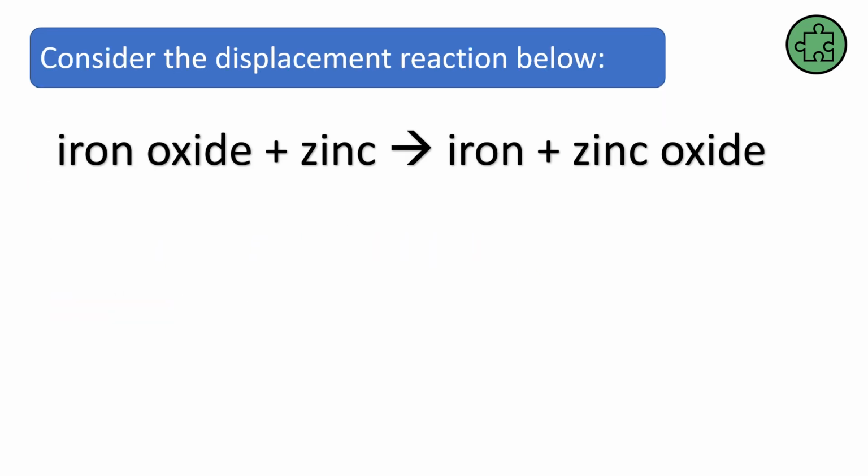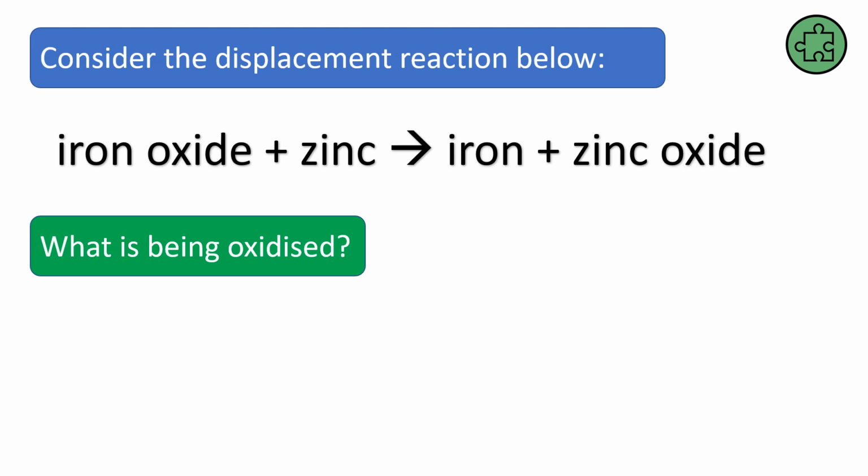Let's consider the displacement reaction below. So iron oxide plus zinc makes iron plus zinc oxide. It's a displacement reaction because the more reactive zinc metal displaces the iron and takes the oxygen for itself.